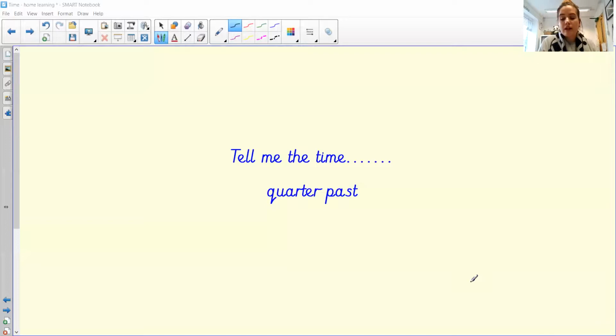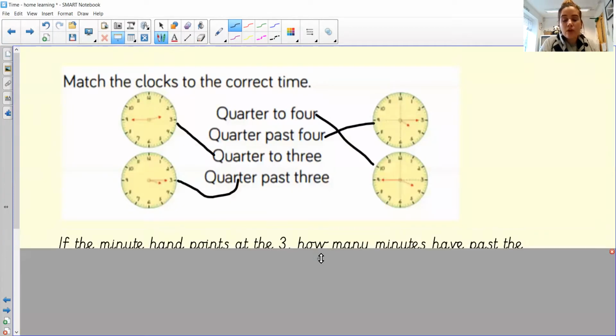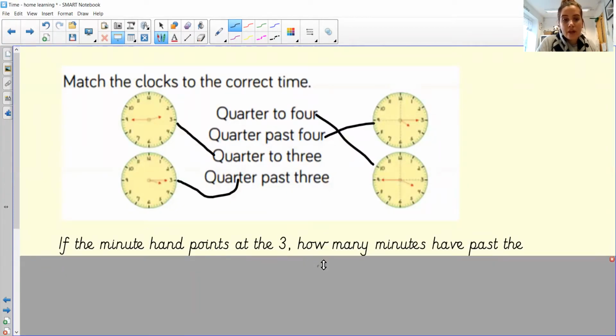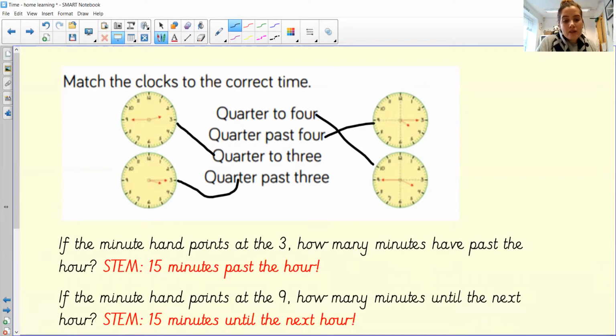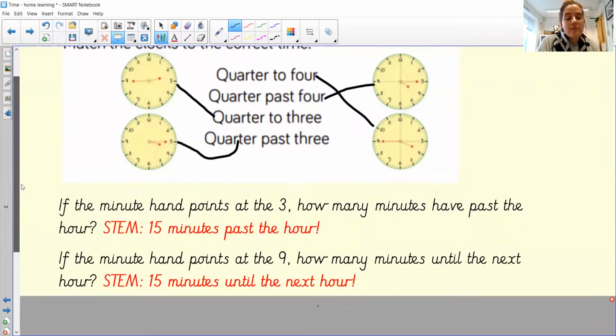So what I would like you to do is with your clocks that you made, let's go back to my screen share earlier in the week. I want you to have a practice where your grown up or the person next to you says a time to you and you have a go at making it with your clocks for quarter past and quarter to. Before we go away and do that, what I would like you to think about is these stems.